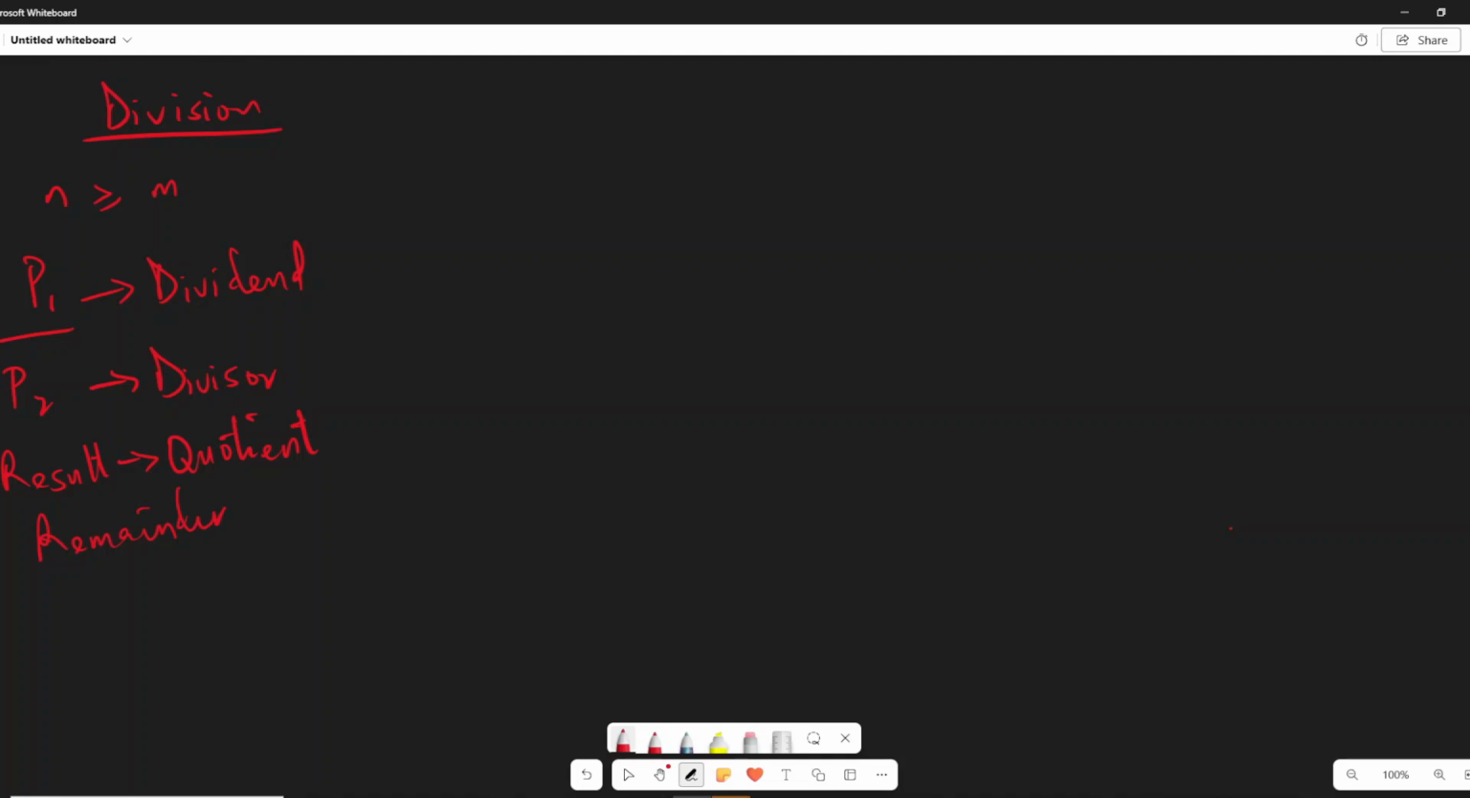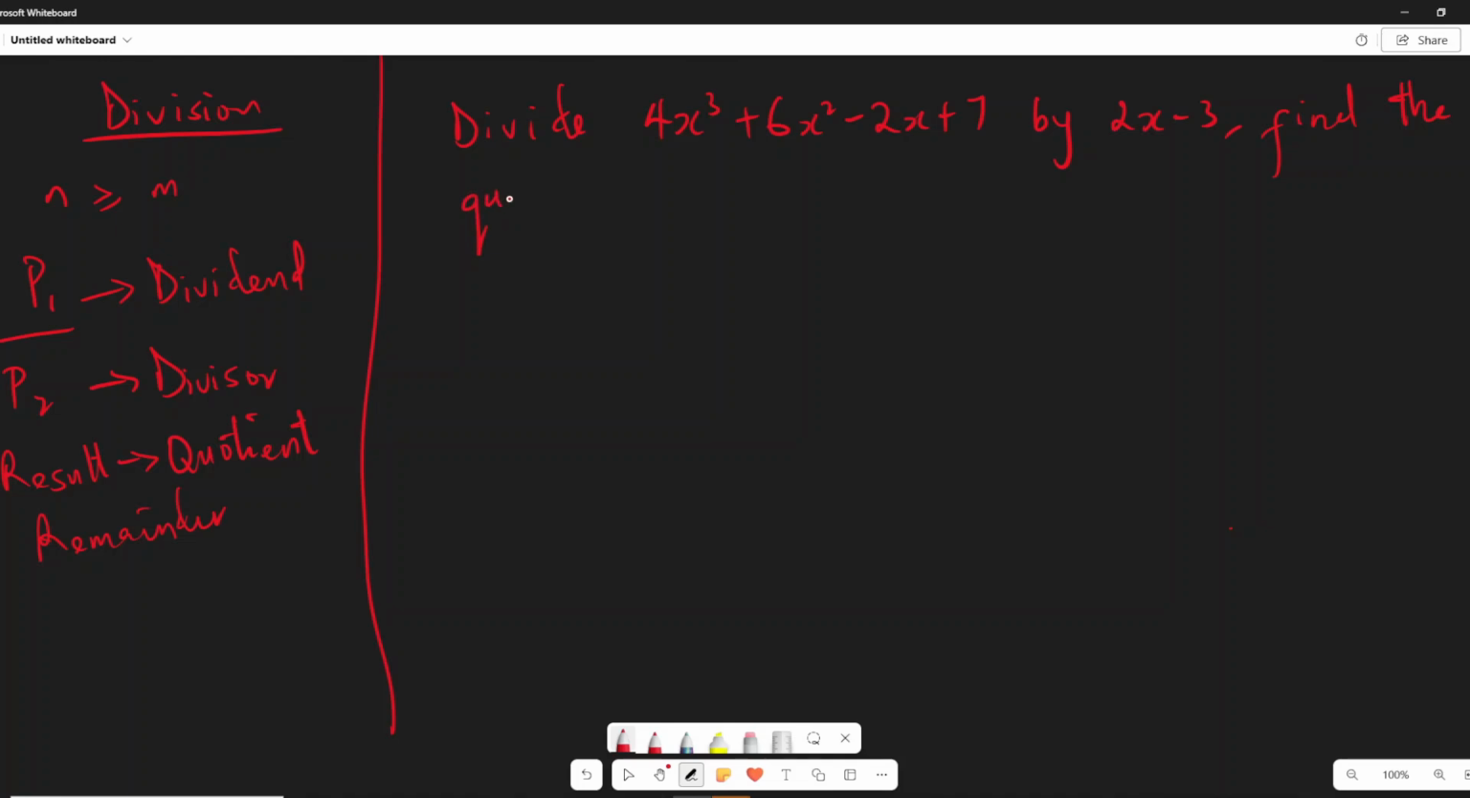So let's look at an example quickly and get the solution. So let's say we have to divide 4x cubed plus 6x squared minus 2x plus 7 by 2x minus 3. And we have to find, sorry, not the coefficient, the quotient, sorry. To find the quotient and the remainder. Find the quotient and find the remainder.